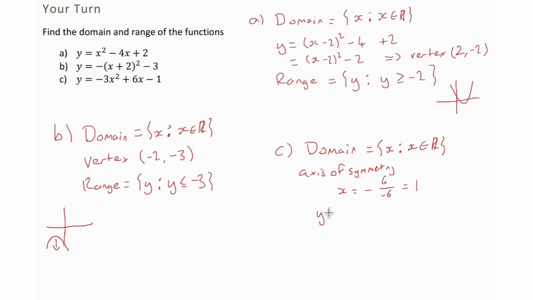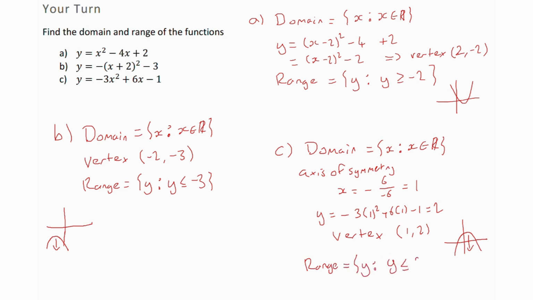So the y coordinate of the vertex is found by substituting 1 into the original function, which is minus 3 plus 6 is 3, minus 1 is 2. That means my vertex is going to be at (1, 2). This is concave down, so it's going to be showing something like this. And because it's concave down, I want the values below. So the range is going to be all values of y such that y is less than or equal to 2.